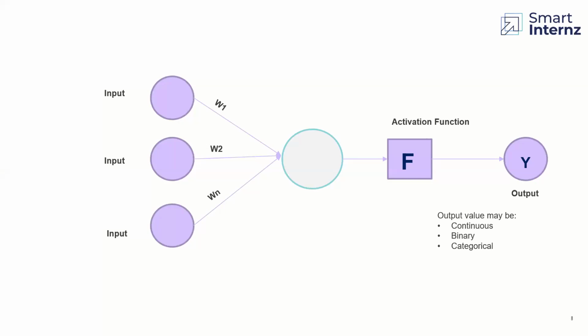Such type of data is known as binary. Continuous, like predicting the salary, or predicting the profit of a particular organization. And categorical data contains more than two classes. Suppose we want to identify which student in a college is a good student, average student, or excellent student. So this is an example of categorical data. These types of output are what we are going to deal with using the neural network.